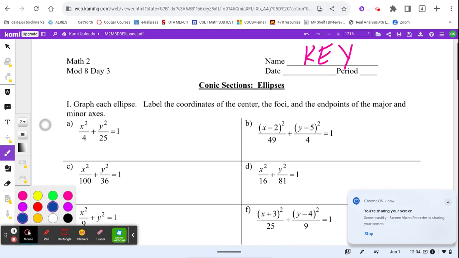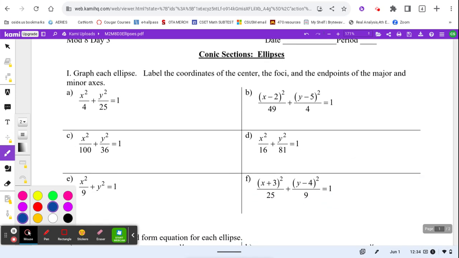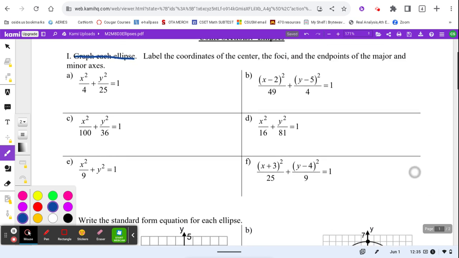All right, first they're just asking you to get the coordinates of the center, and then we're going to start talking about an a squared and a b squared. Now it says here in the directions to graph, but what I required you to do in class was just to identify the center and get me the a and the b just to start. We'll be doing more practice graphing later.